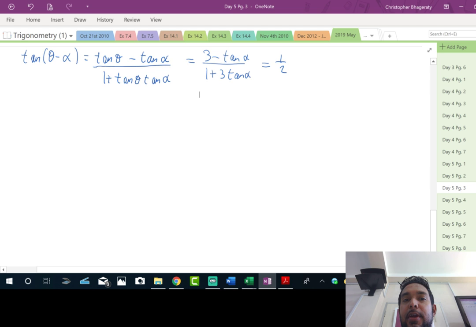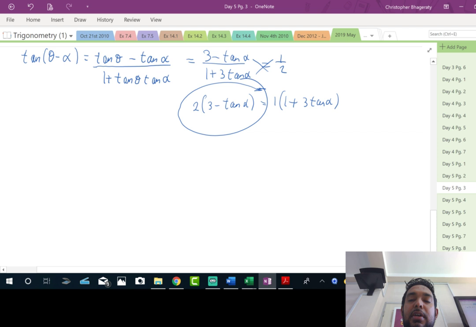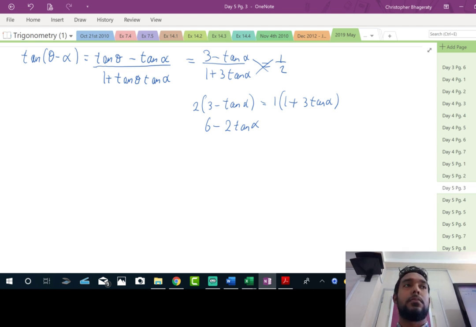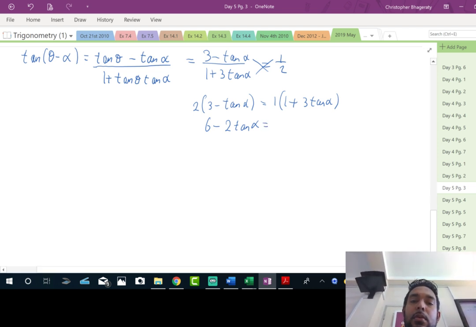All right. So 2 multiplied by 3 minus tan alpha is equal to 1 multiplied by 1 plus 3 tan alpha. Using the distributive law, we could expand the left hand side by multiplying the 2 by everything on the inside. 2 by 3 will give us 6, and then we have 2 tan alpha. And that's equal to 1 plus 3 tan alpha.